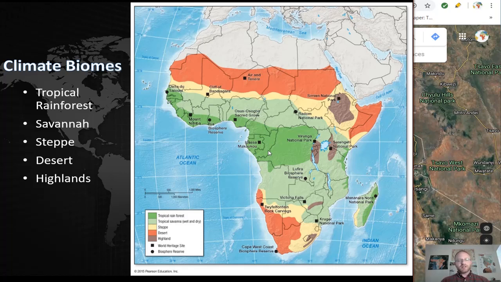Now, this region is also associated with canopy forests that develop due to the large amounts of rain. Temperatures are fairly stable in this region as well. Now, tropical savanna regions surround the tropical rainforest biome and generally have one long rainy season during the summer. As you can see, these regions here are located around this tropical rainforest.